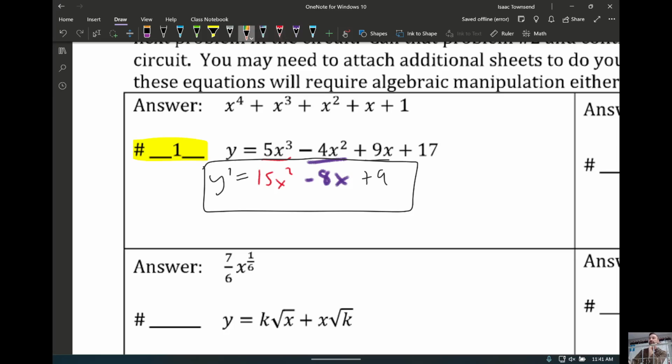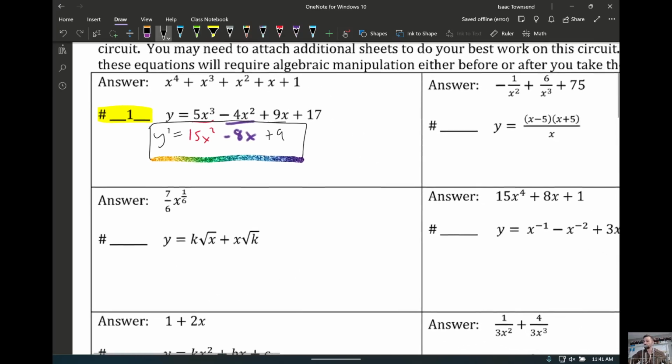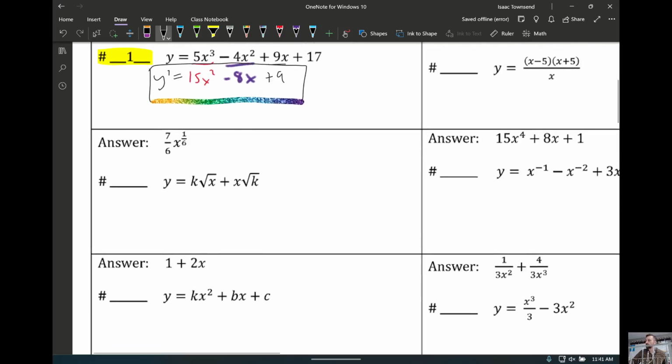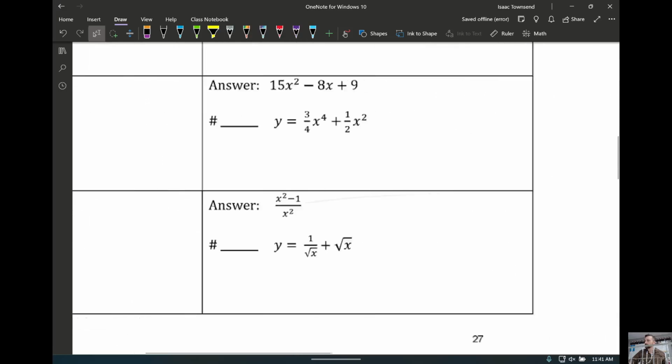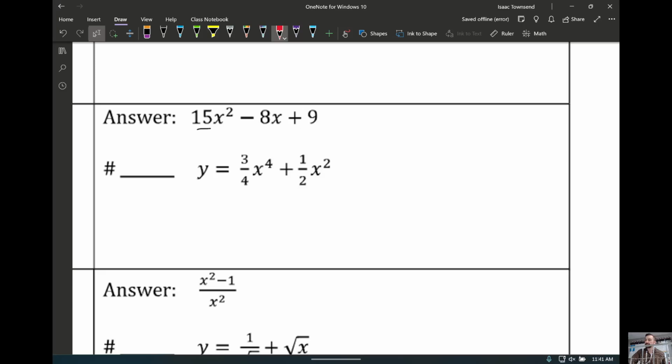But this answer tells you where question 2 is. So if my answer had been 7/6 x to the 1/5, that would mean this is question 2, and you should do it next. But it's not. 15x squared minus 8x plus 9 is right here. The one that has that answer to the previous question tells you where the next question is. So that should be your second one that you do. And apply the power rule a couple times there, and you're going to have that answer. And that answer tells you where question 3 should be, etc., etc., etc.